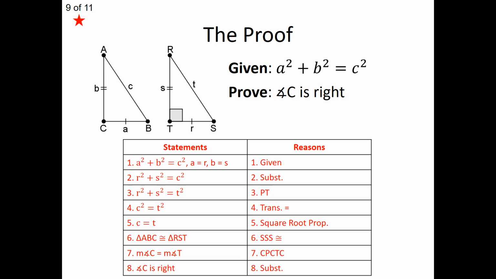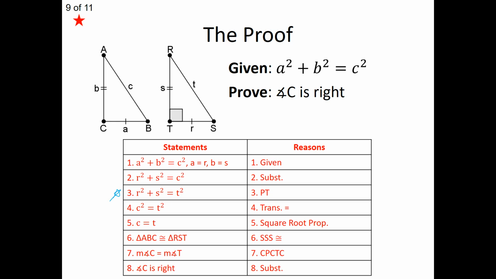So where do we begin? Well, let's take a look at our given. Our given is simple. We have A squared plus B squared equals C squared, and we know that A is equal to R and B is equal to S. So in my first equation with A squared and B squared, I'm going to take the A value out and replace it with its respective equal counterpart R. Do the same thing for B. Take B out and replace it with its equal counterpart S. So going from step 1 to step 2, we have a new equation: R squared plus S squared is equal to C squared, simply by substitution. But we already know that triangle RST is a right triangle. So take a look at step 3.